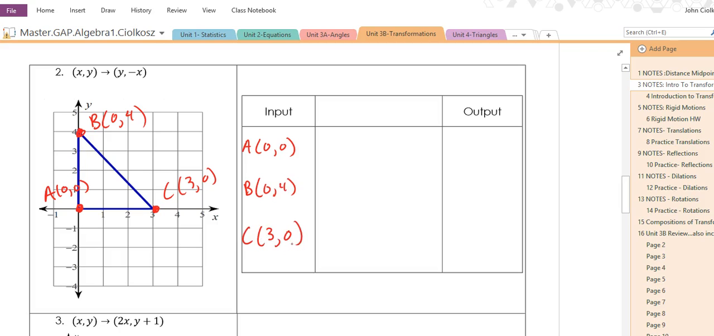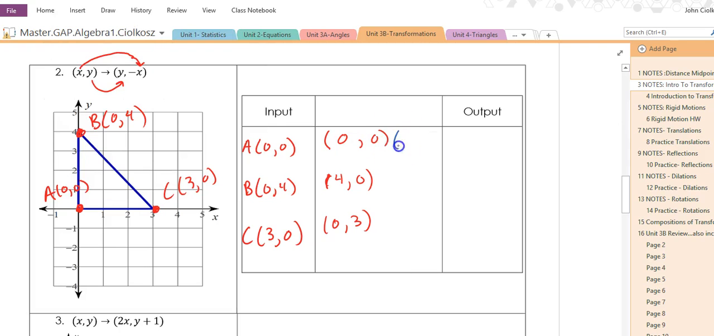Now in this one, it looks like I'm switching, and I'm going to make the x negative. So my first number becomes my second number. It goes negative, second number becomes the first number. So okay, let's do this one in two parts. So first I'm going to flip-flop them. So A, flipping, well, it's still 0, 0. B, flipping. And C, flipping. Now it's telling me to make that second thing negative.